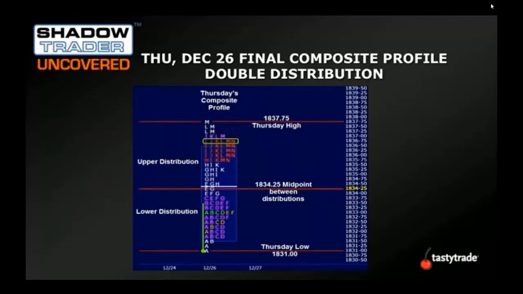What I want to know on Friday is, am I going to open in or out of balance relative to that upper distribution? The high of that upper distribution becomes resistance prior to the opening. If I trade above it, it now becomes support. So with that in mind, I have a double distribution from Thursday, I'm coming into Friday, and I am going to use that structure to help guide me. So let's go forward to the next slide.